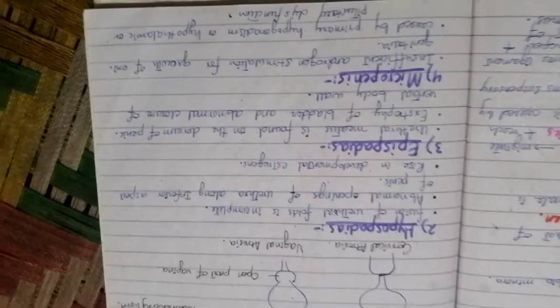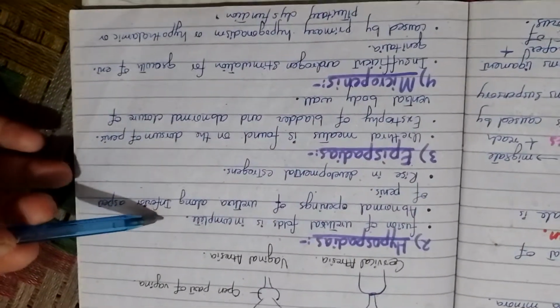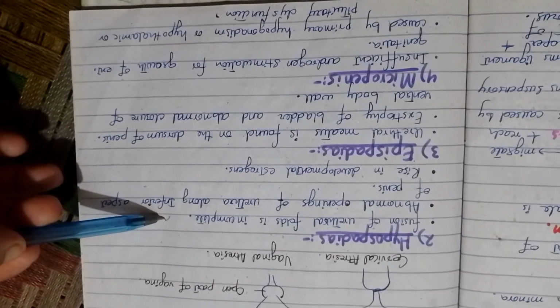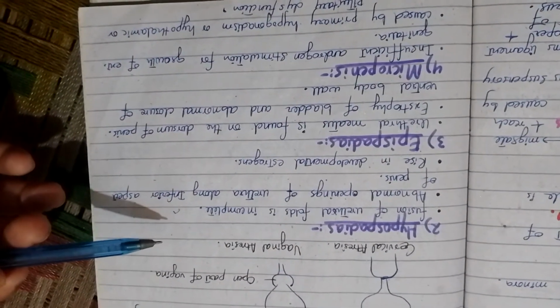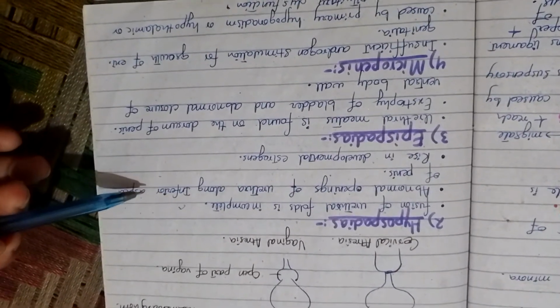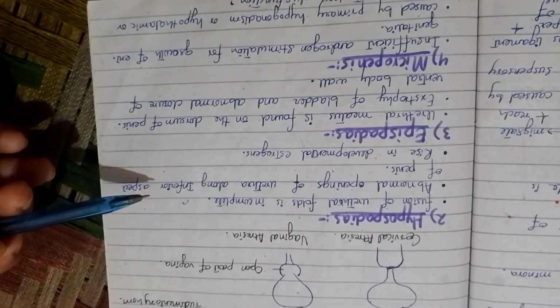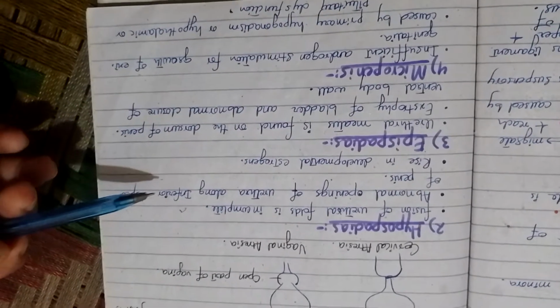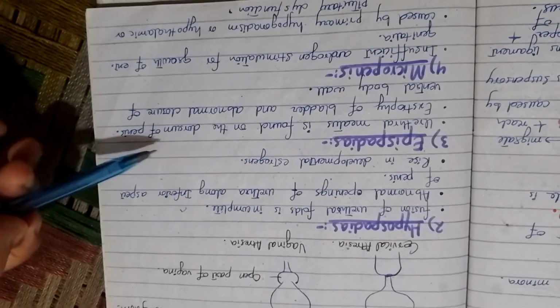Hypospadias: fusion of the urethral folds is incomplete in males. This condition occurs in males when the urethral folds fail to fuse completely. Abnormal openings of the urethra along the inferior aspect of the penis occur, and it occurs because developmental estrogens are increased. Epispadias is when the urethral meatus, or ring-like structure, is found on the dorsum of the penis.